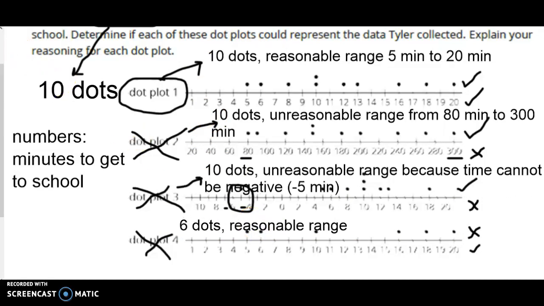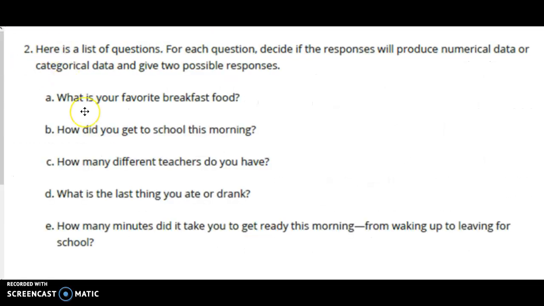All right, let's go into number 2. Here's a list of questions. For each question, decide if the responses will produce numerical data. What's numerical mean again, class? Yes, a number. Or categorical data. What's categorical again, class? A word. And give 2 possible responses. We're going to do A through C together. You're going to try D and E on your own.